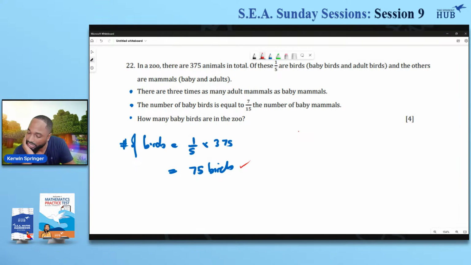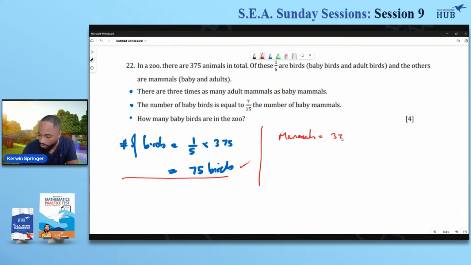There are 3 times as many adult mammals as baby mammals. The number of baby birds is 7/15 the number of baby mammals. So now I need to remove the number of birds from the total animals. How many mammals do we have in this zoo? It'll be 375 minus the birds, which is 300. And it's separated like this. I'll use a little mini block diagram here.